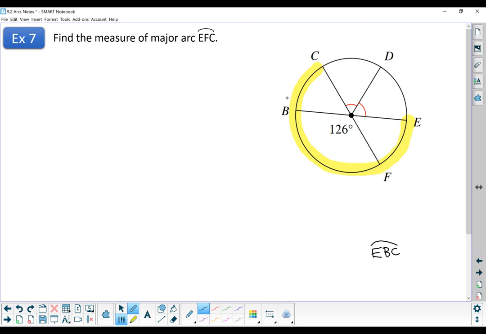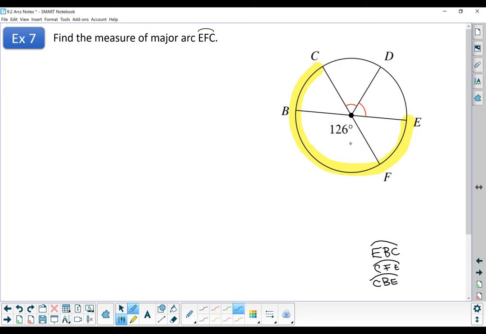You don't have to include all of the letters that it goes through, but if it's a major arc, you do have to include 3 letters. So I could have named it EBC. I could also have labeled it going the other direction, like CFE or CBE. So you don't always have to name it the same way. So on some problems, if you get a different name than your friend or a different name than my answer key, that doesn't necessarily mean you're wrong. Okay, so our job is to find arc EFC.